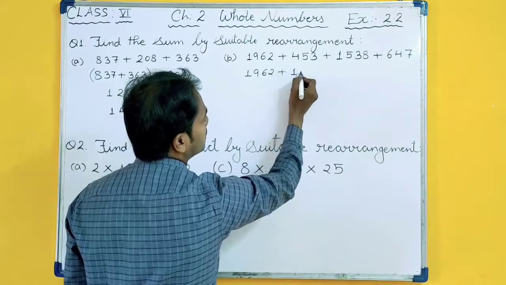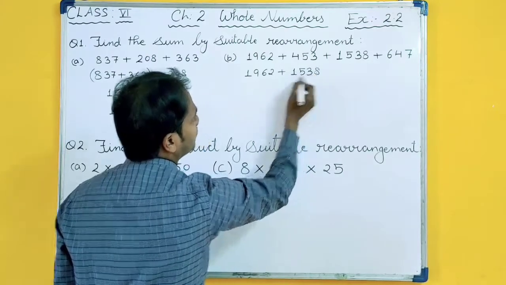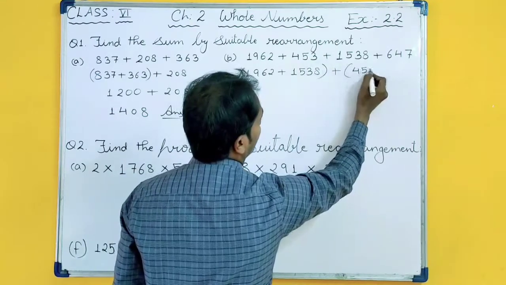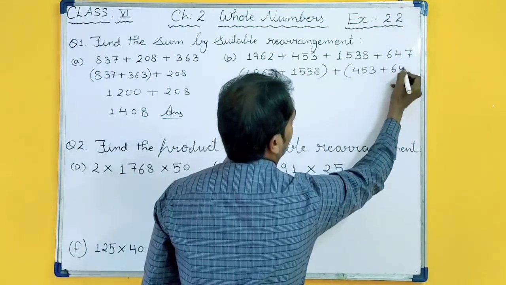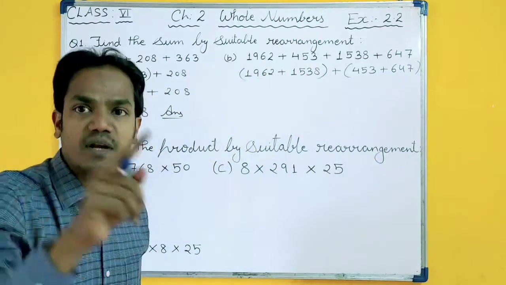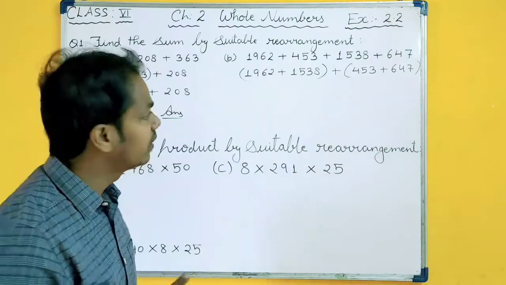1962 plus 1538. This is one pair. And 453 plus 647. You can see 3 plus 7, again you are getting 10. At unit place you are getting 0. So this is the suitable rearrangement.